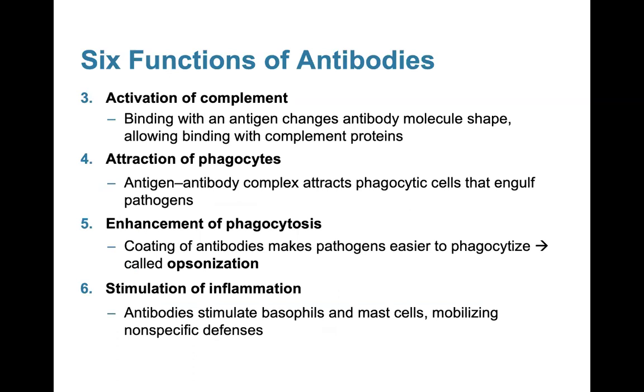Activation of complement, this is binding with an antigen, changes the antibody molecule shape, allowing binding with complement proteins. Attraction of phagocytes, this is the antigen-antibody complex attracts phagocytic cells that engulf pathogens. Enhancement of phagocytosis, this is the coating of antibodies to make pathogens easier to phagocytize, a process called opsonization. And then stimulation of inflammation is when antibodies stimulate basophils and mast cells, mobilizing nonspecific defenses.